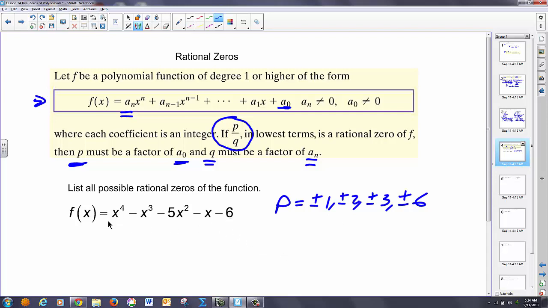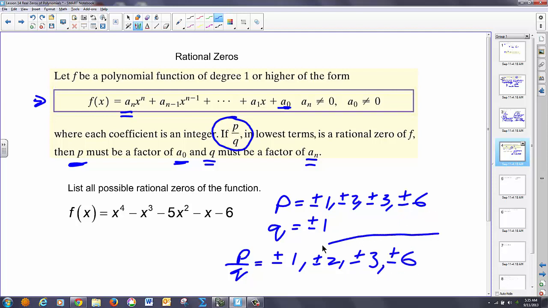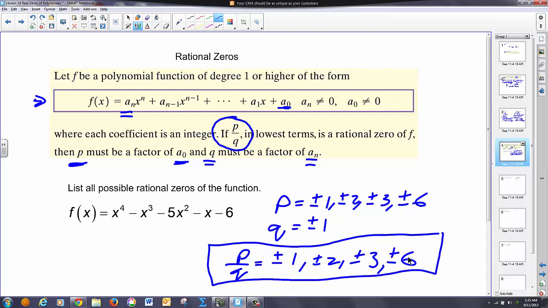of 6. If I look at the coefficient in front of the first term, that's my a sub n term once again. Those are going to relate to q. There's only one thing that multiplies to 1, and that's plus or minus 1. So really, if I take all my p over q values, it's just each of these divided by a positive or negative 1. So in other words, it's plus or minus 1, plus or minus 2, plus or minus 3, and plus or minus 6. And these are our possible rational roots, or our possible x-intercepts. Now that doesn't mean each one of these is an x-intercept, it's just the ones that are possible.